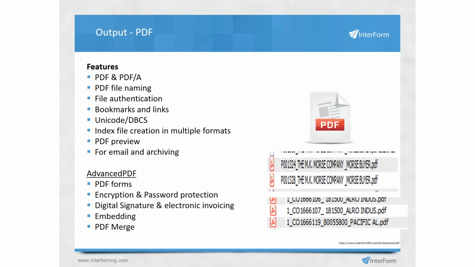But you can do file authentication, you can establish bookmarks and links. Anything that you can do with a typical PDF, you can do within the software, up through and including the email and archiving of that PDF. The advanced PDF function, which is an add-on, allows you to do merging of multiple PDFs into one. For example, you can do encryption and digital signatures.